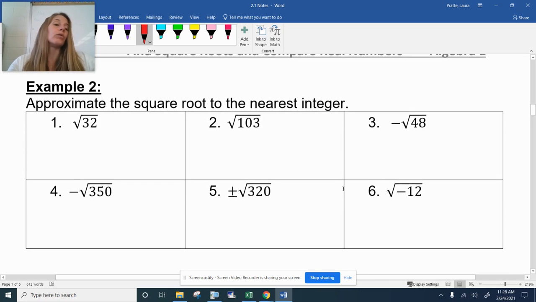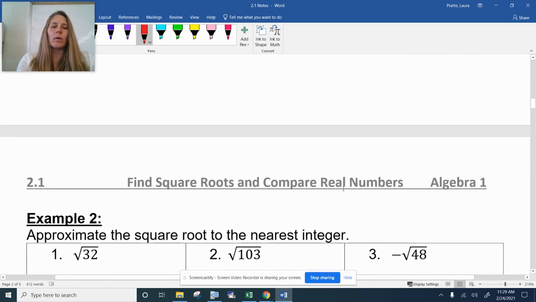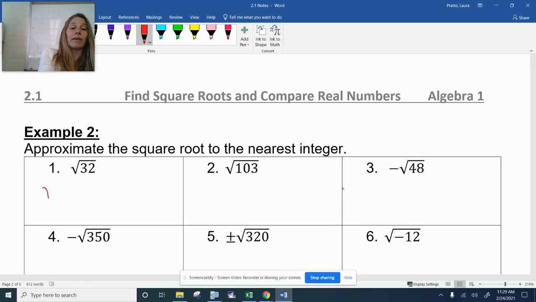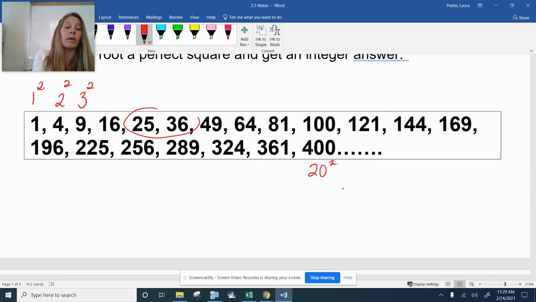So now example 2, we can also use those perfect squares to approximate the square root answer of numbers that are not perfect squares. So for example, if I wanted to find the square root of 32 and I didn't have a calculator handy, I could say, well, I know that 25 is a perfect square, and the square root of 25 would equal 5. And I know 36 is a perfect square, and the square root of 36 would equal 6, right? And that's because 25 and 36 were both on my perfect square chart here.